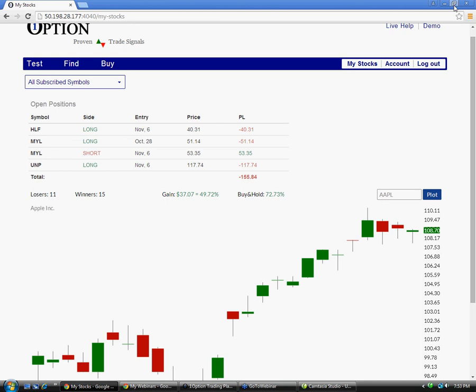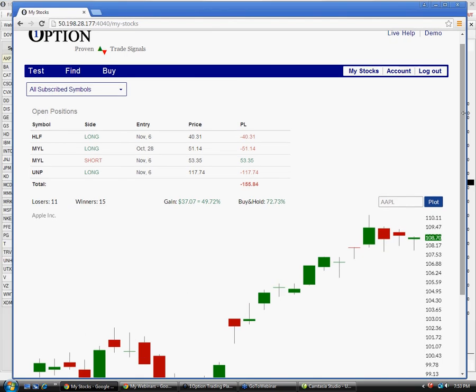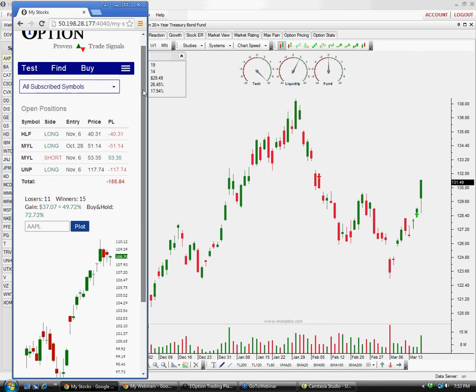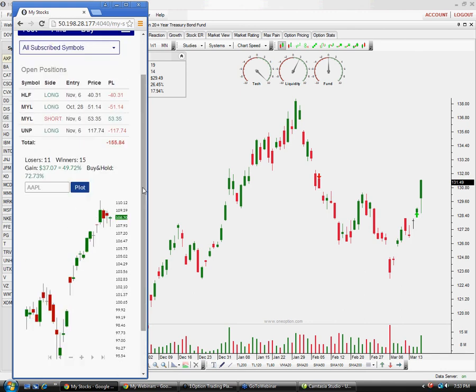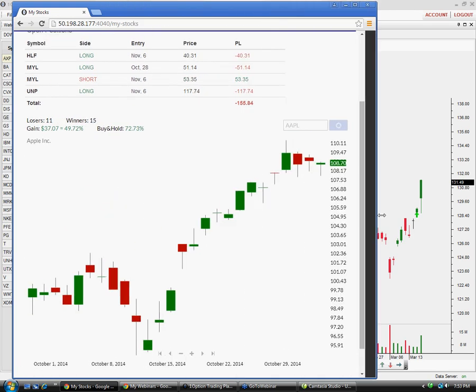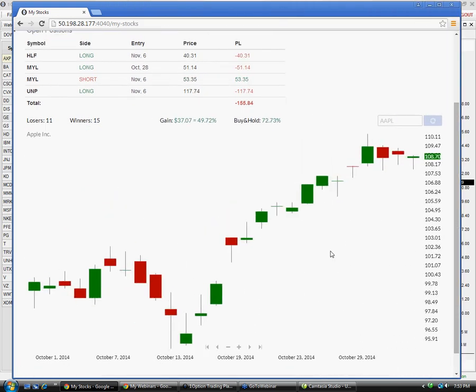And you'll also be able to use your cell phone, and that's what it'll look like. So you'll just have to scroll a little bit, but you'll be able to get to the charts as well. So you click on a symbol and that chart will load. Again, because we're on a test server, it's taking a little while, but rest assured it'll be very, very fast, just like it is with the current website.